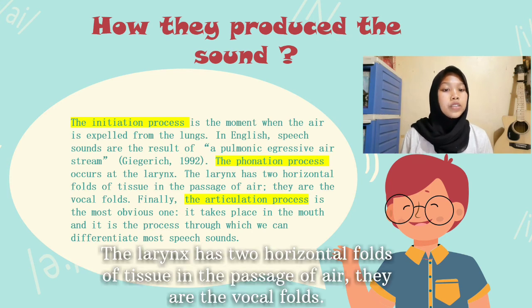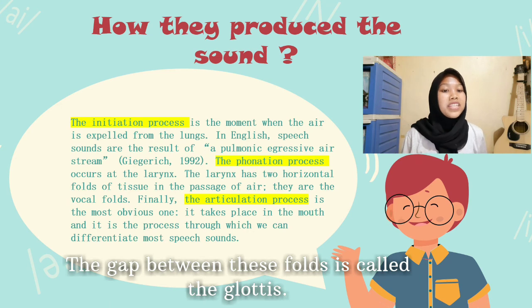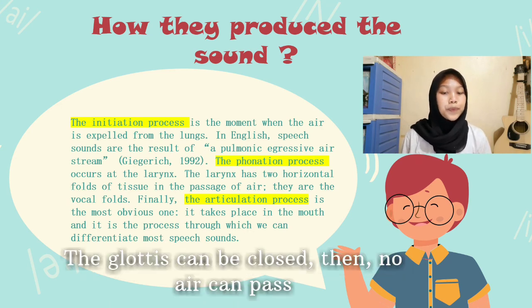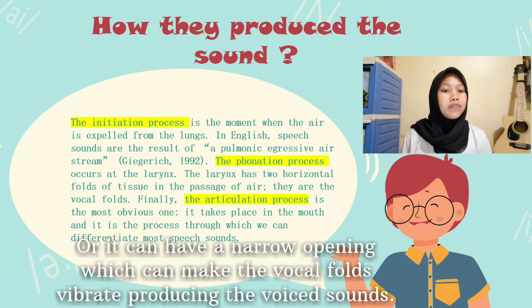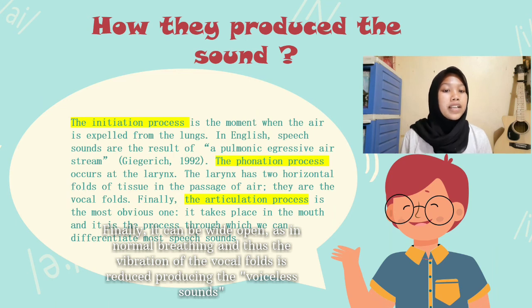The phonation process occurs at the larynx. The larynx has two horizontal folds of tissue in the passage of air. They are the vocal folds. The gap between these folds is called the glottis. The glottis can be closed, and then no air can pass, or it can have a narrow opening which can make the vocal folds vibrate, producing voiced sounds. Finally, it can be wide open, as in normal breathing, and thus the vibration of the vocal folds is reduced, producing voiceless sounds.